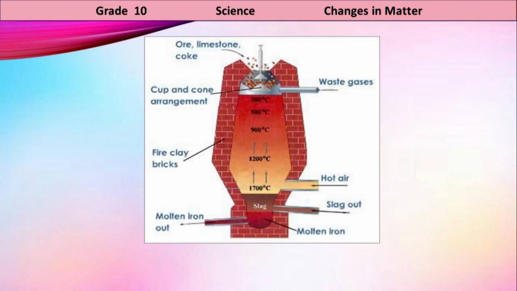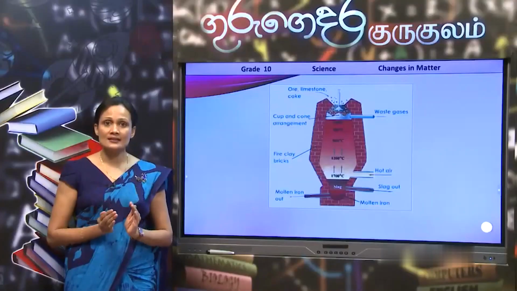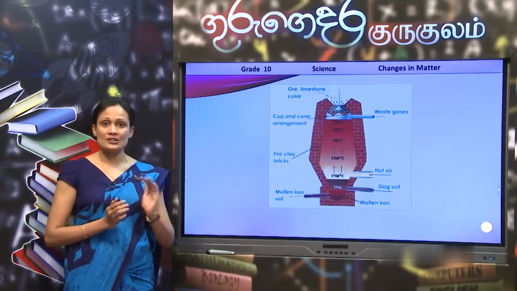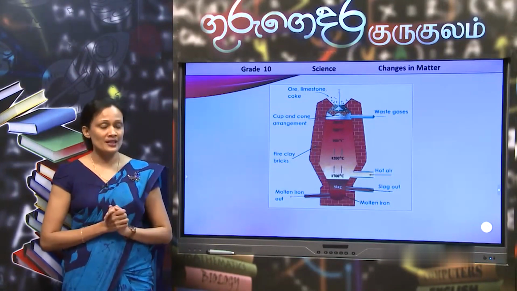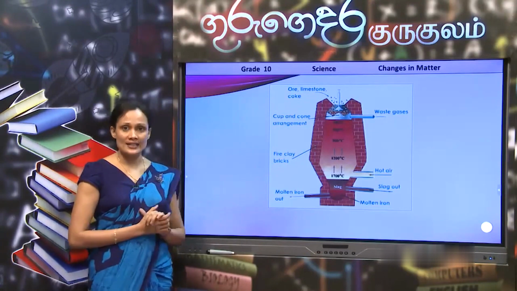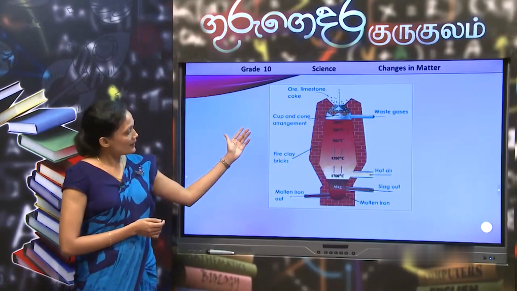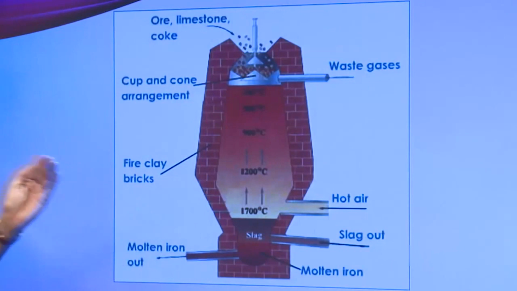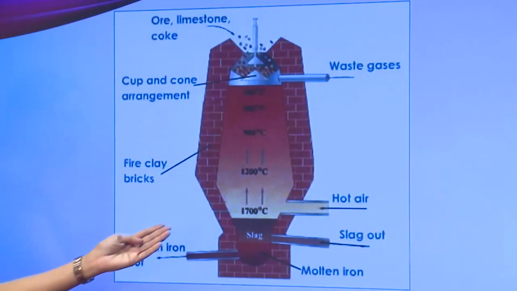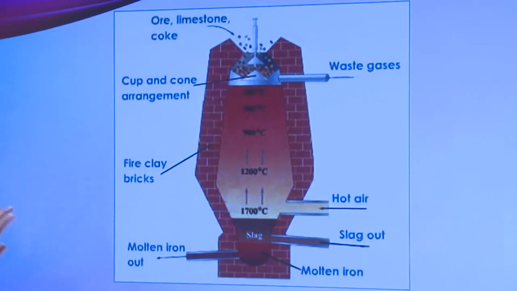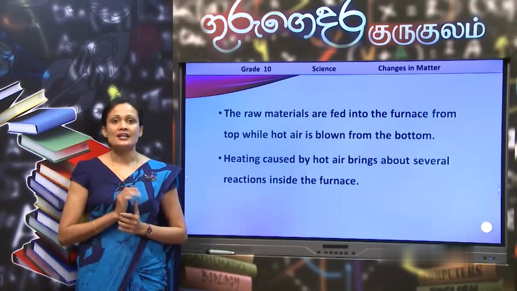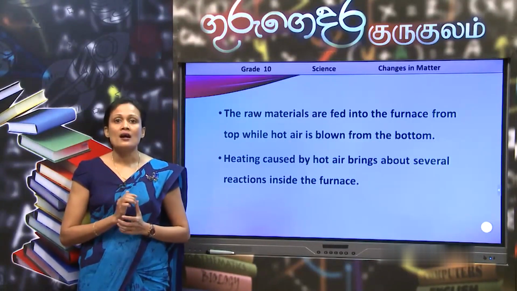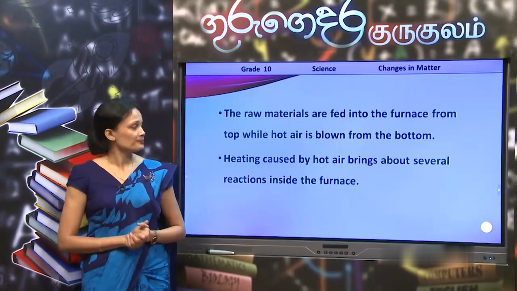And there is a fire clay brick wall. The reason is there is a higher temperature inside the blast furnace. To withstand that higher temperature, the fire brick wall is present. Then if we consider the bottom of the furnace, there are two openings to remove the product from that furnace. Now I am going to explain the procedure that we use to get iron from hematite.